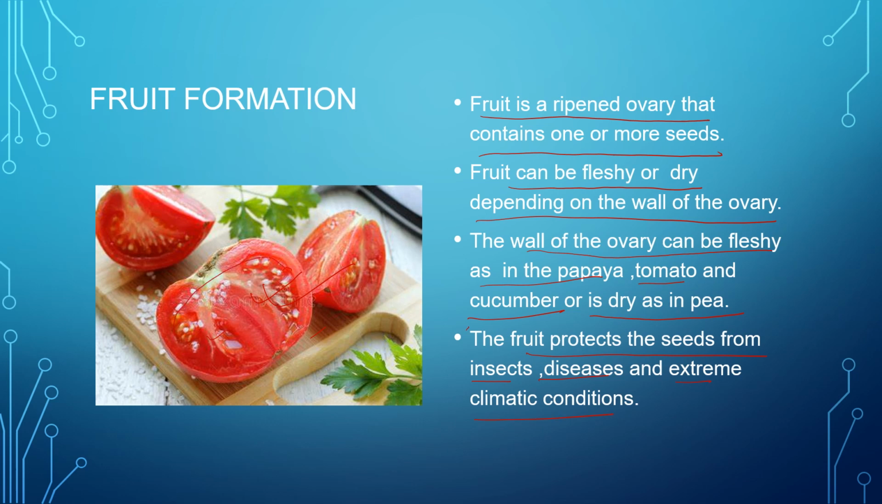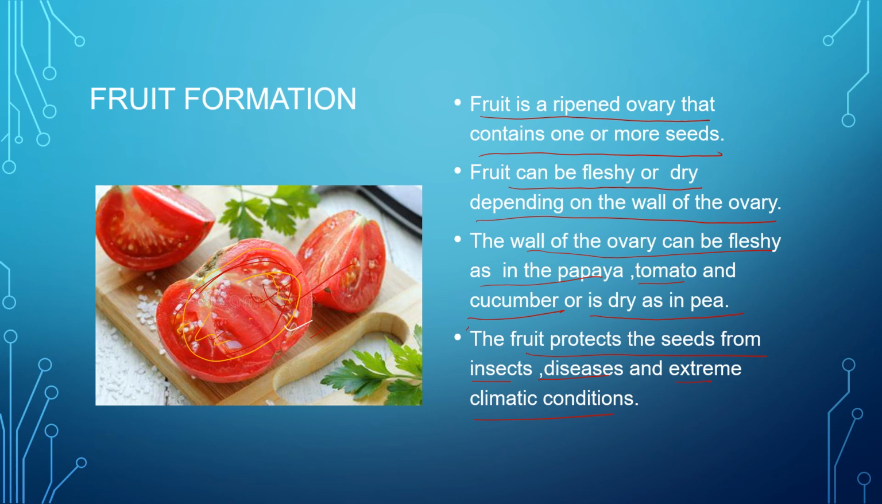So the outer pulpy layer of the fruit is protecting the seeds inside of any fruit, whatever you choose, whether papaya, cucumber, or mango. The seed is being protected from the outer harsh conditions, from insects, from diseases and from extreme climatic conditions. After the fruit is formed, the seeds inside are protected from the outside harsh conditions.